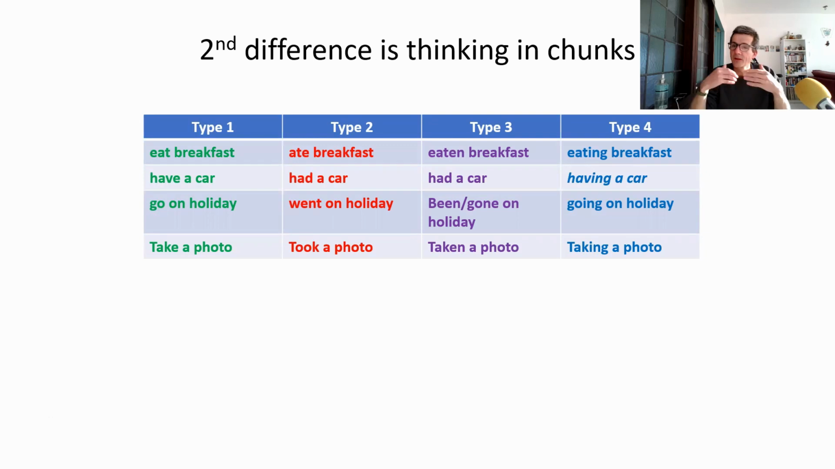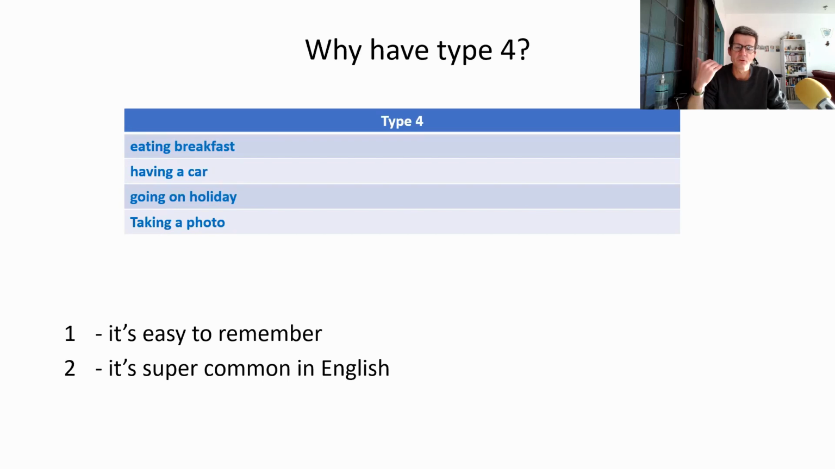The second difference is that instead of just having the verb, we have a chunk, a few words that naturally go together. So eat breakfast, ate breakfast, eaten breakfast, eating breakfast, and so on. And why have type 4 here? You've got eating breakfast, having a car, going on holiday, taking a photo. Why have type 4? Because it's super easy to remember and it's super common in English.